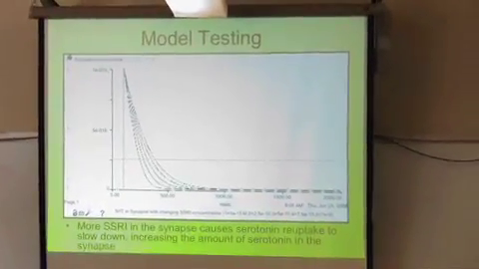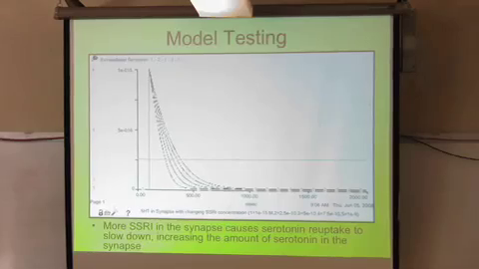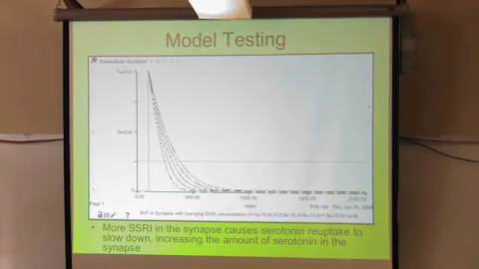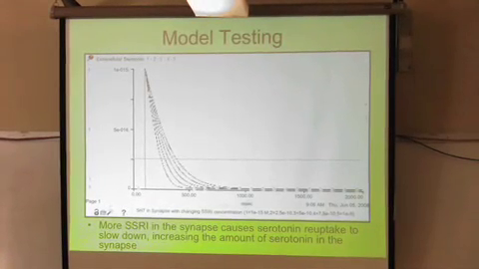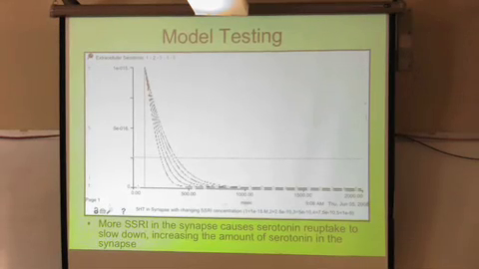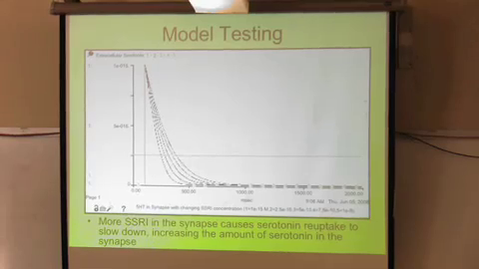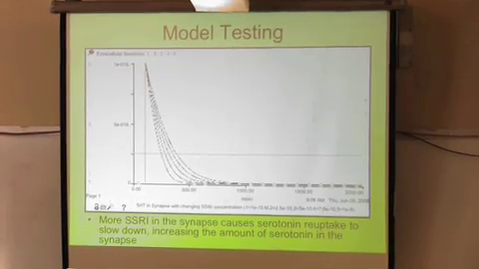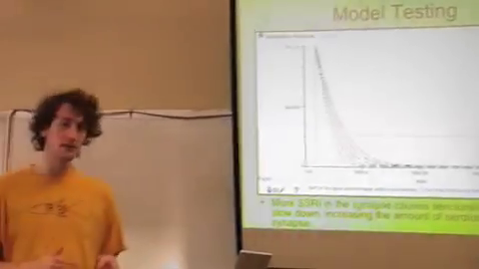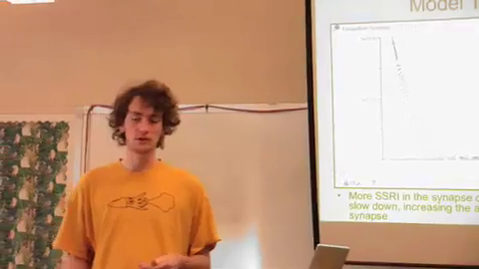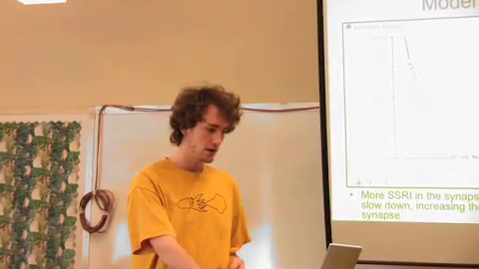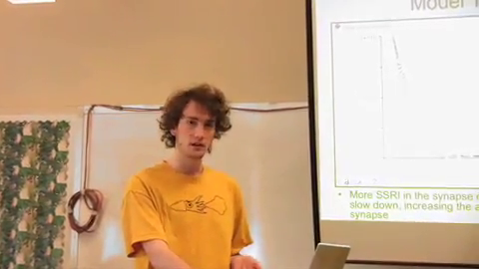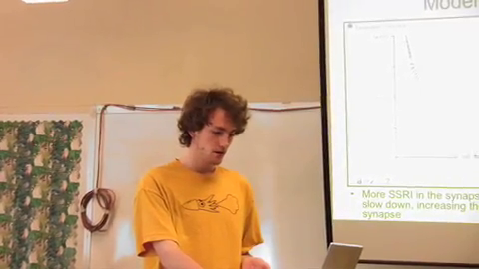This is the final product of our model, what we actually wanted to figure out. And what it shows is that as you increase the SSRI concentration in the synapse, there becomes more competition for those serotonin transporters, and so serotonin ends up staying in the synapse longer and longer. So serotonin activity is increased, which is how it works in antidepressants and helps with things like depression and OCD.